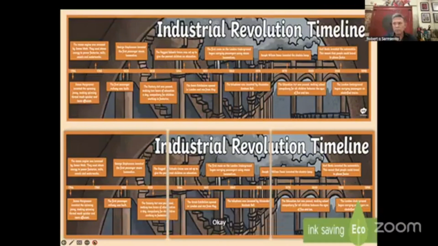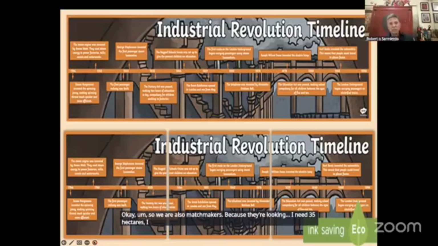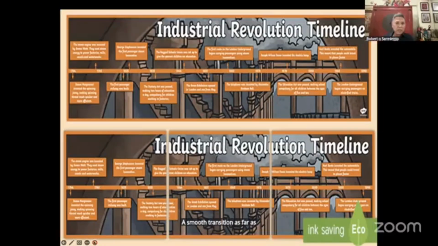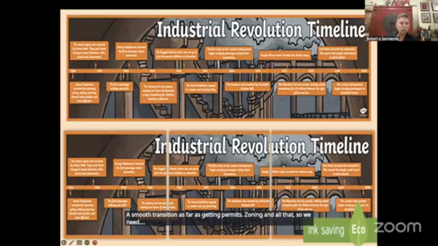Okay. So we are also matchmakers because they're looking, I need 35 hectares, I need 70 hectares for industrial use, no? So in line with all this, there's got to be a smooth transition as far as getting permits, zoning, and all that. So we need support from the government, right?